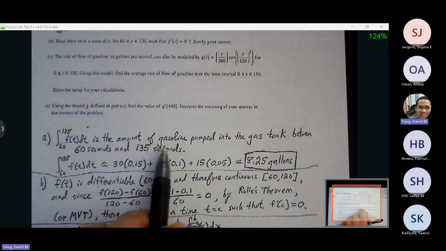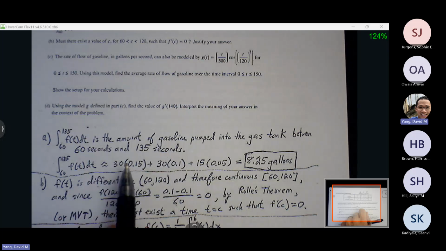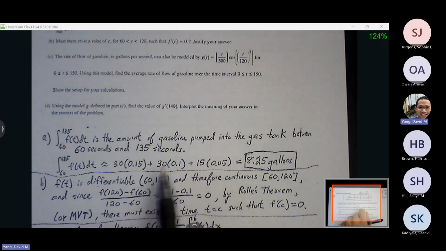So the definite integral is the amount of gas pumped into the gas tank between 60 and 135 seconds. And if we add up the areas, we're essentially approximating the region under the curve, and that's going to give us 8.25 gallons.